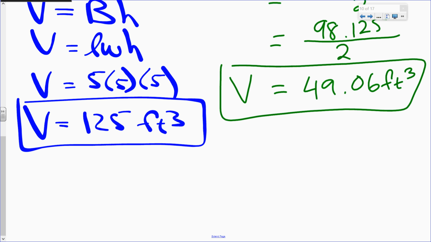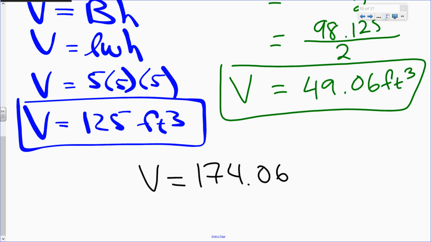There's our prism. There's our half cylinder. Let's add these puppies up. We're done. We got the volume of the half cylinder, volume of the prism. Let me get my calculator. 125 plus 49.06. I get 174. There you go. So put V. I'm putting in black. The final answer is in black. 174.06.